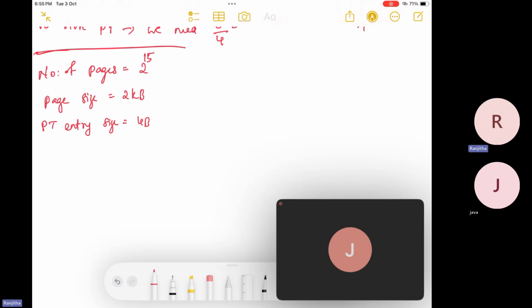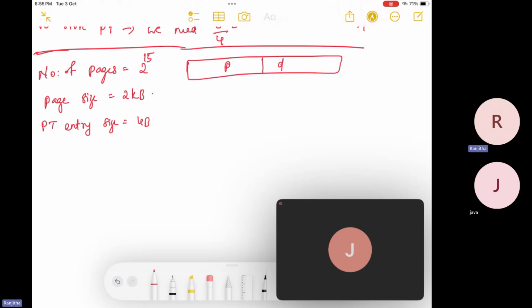Now let's first form the P and D. What is the displacement? Page size is 2 KB, which is 2 power 11, so displacement equals 11 bits, and the number of pages is 2 power 15, so P equals 15. Now let's find out the page table size. We have these many pages, so the page table will contain that many entries.